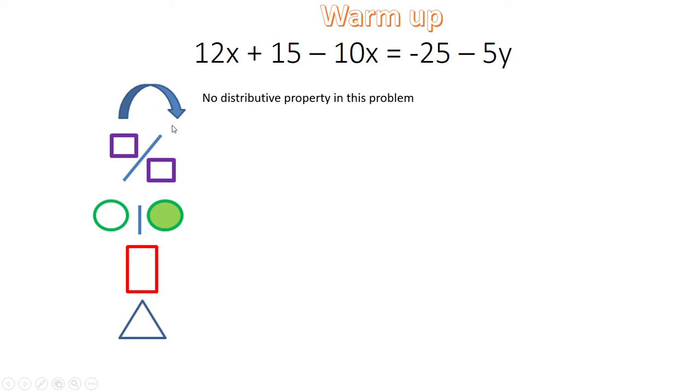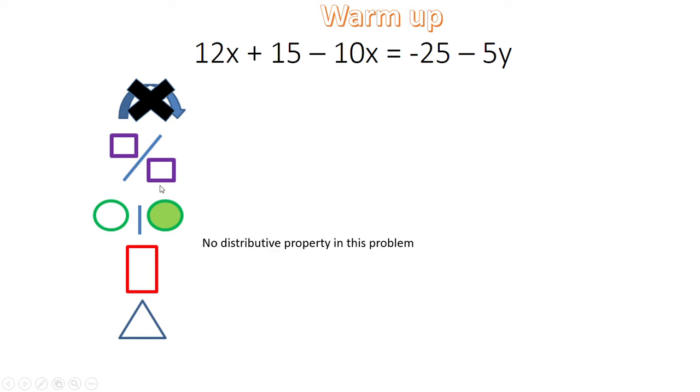The arrow stands for the distributive property, and since we do not have parentheses in this problem, we don't need to distribute. The next shape stands for a fraction, and since we don't have fractions in this problem, we do not need to worry about clearing fractions, so we do not need to do this step.